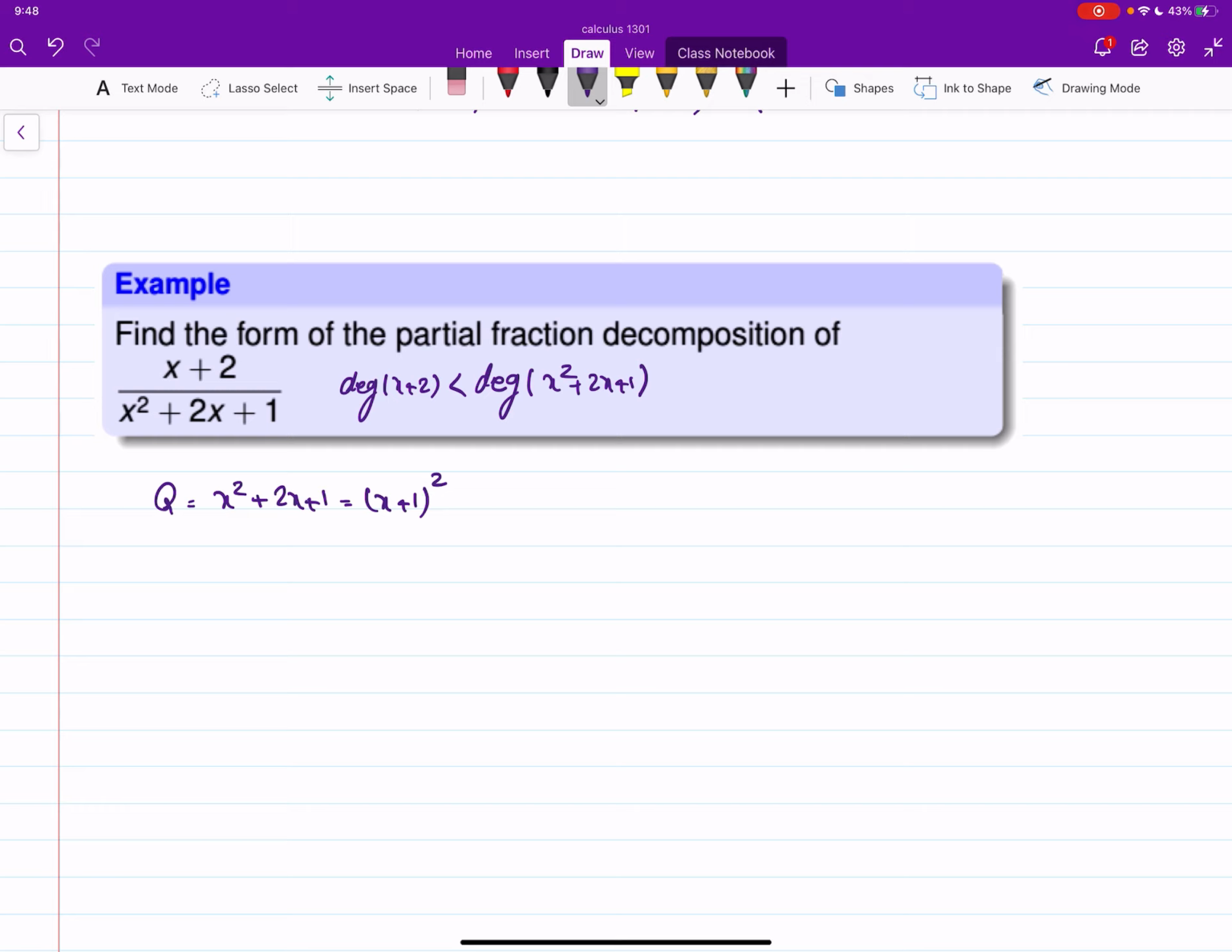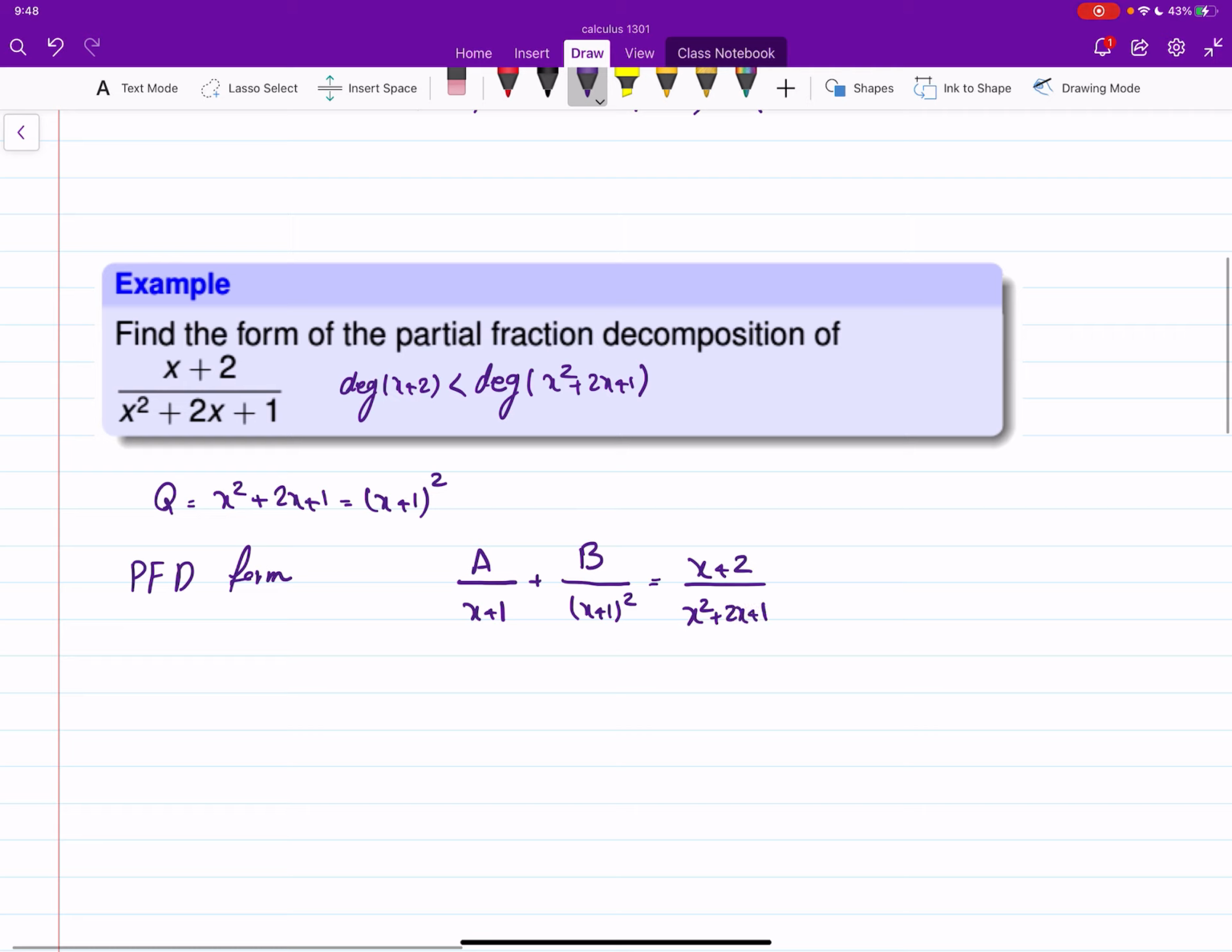Okay, the power 2. Then the partial fraction decomposition form, at least I can start with the form, yes. You see, the power is 2, so we should have 2 terms here. One is for x plus 1 itself. The other one is x plus 1 to the power 2. If it was 3, we would have to go with 3 of those. And the first one has a constant numerator, the second one a constant numerator. This must be equal to x plus 2 over x squared plus 2x plus 1.